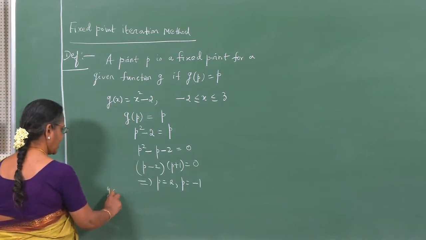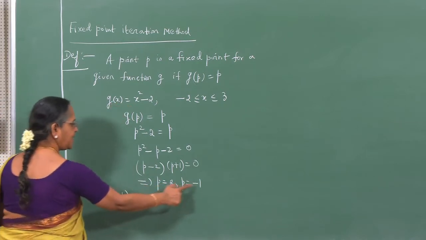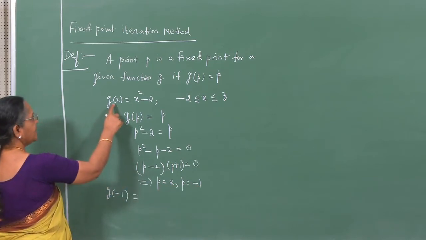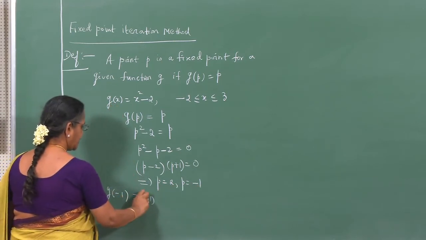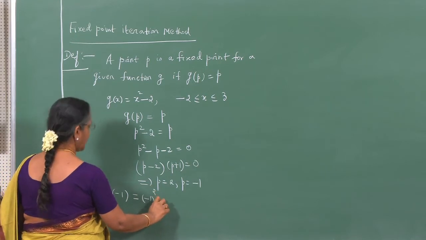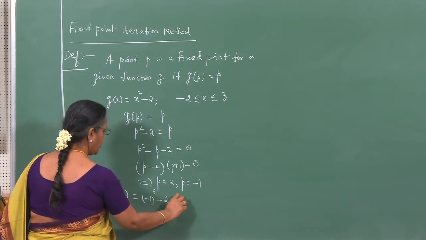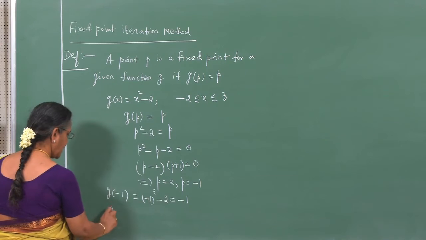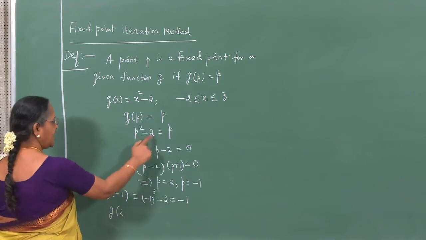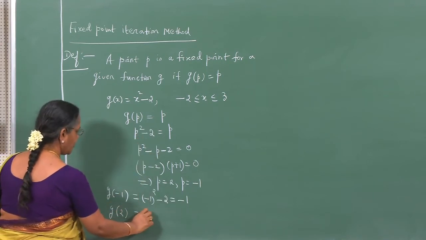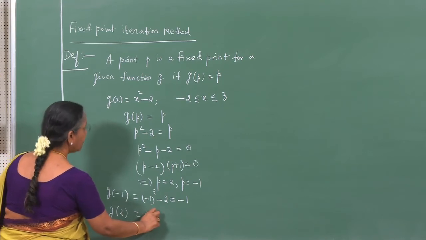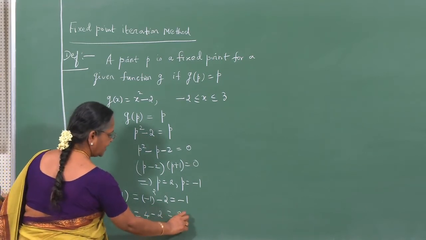Let us just check what happens at p equal to minus 1. g at minus 1 is minus 1 the whole square minus 2. So, it is minus 1. And what about g at 2? That is going to be 2 square minus 2, which is again 2.